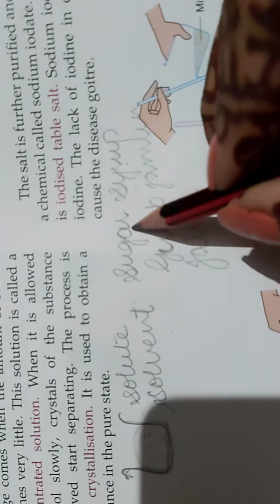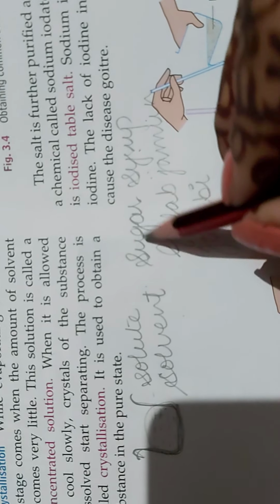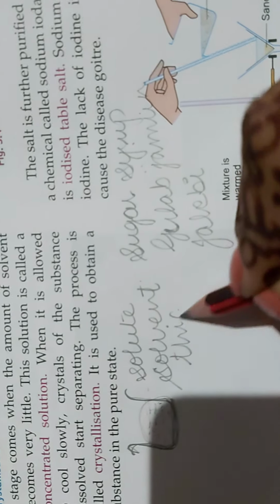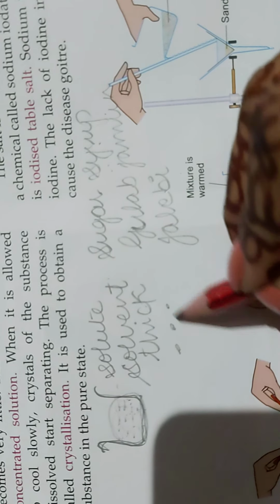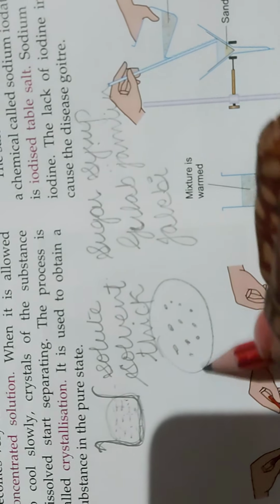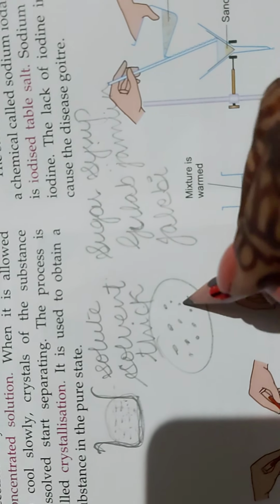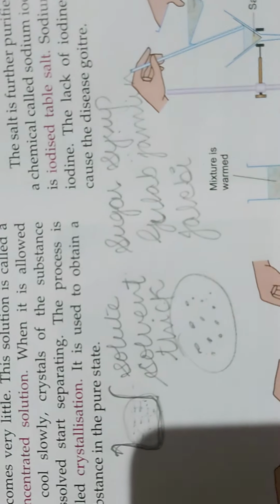So that is also a solution. If you try to heat this solution more and more, then one stage will come when water will not evaporate from this solution. It will become very thick. If you try to make it cool, then after some time, while it cools down, you will see small, shining crystals on the surface of that solution. These are known as crystals.